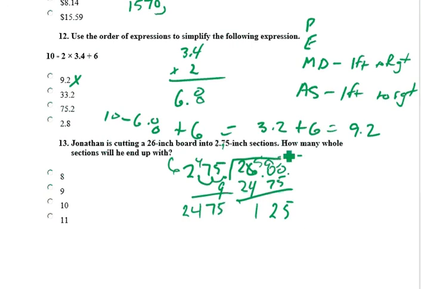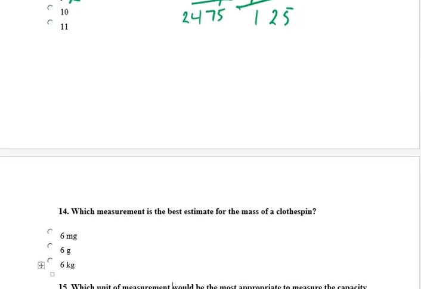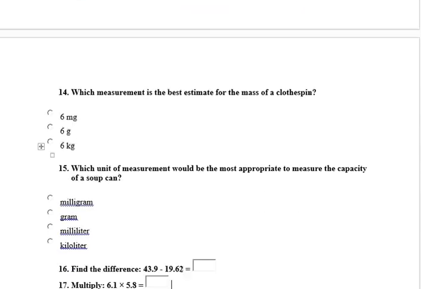Goes in 9 times, and then there's leftover, but it says how many whole sections. So we don't have to figure out the leftover. There we go. You can make 9 whole ones, and then you'll have some board left over. And guess what? We're on number 14 and 15 and 16.